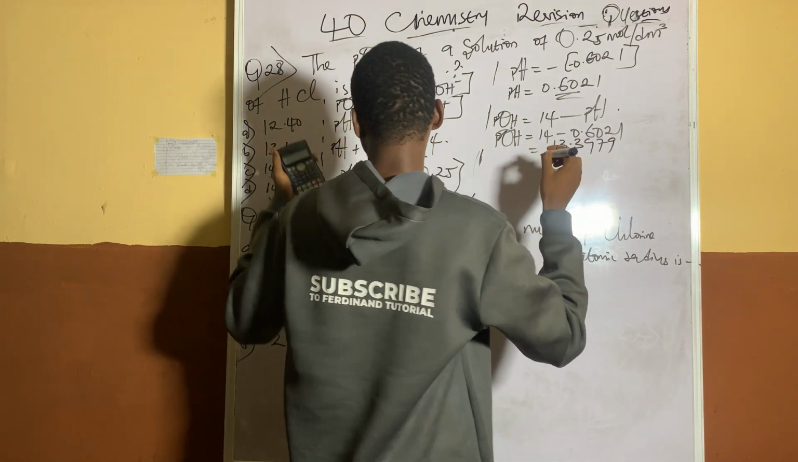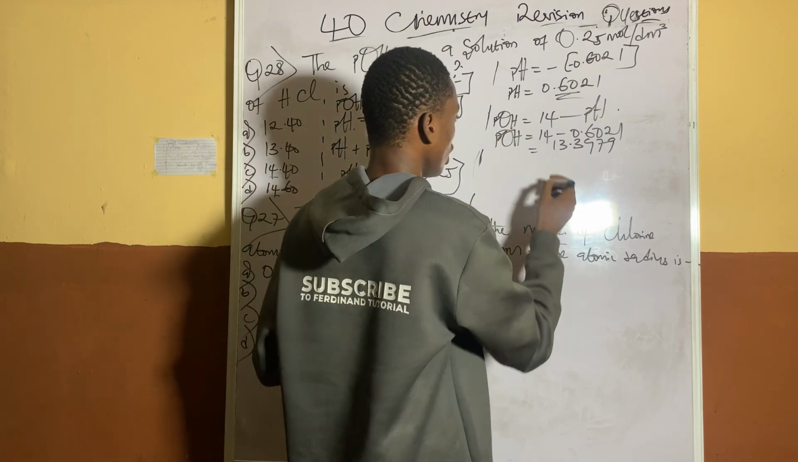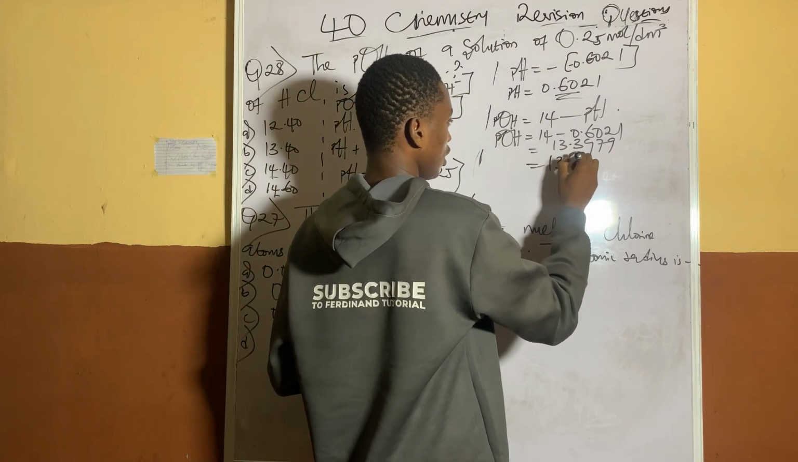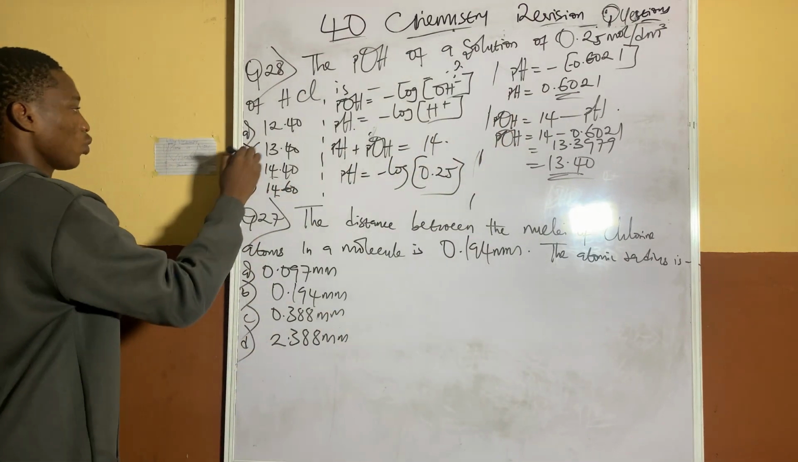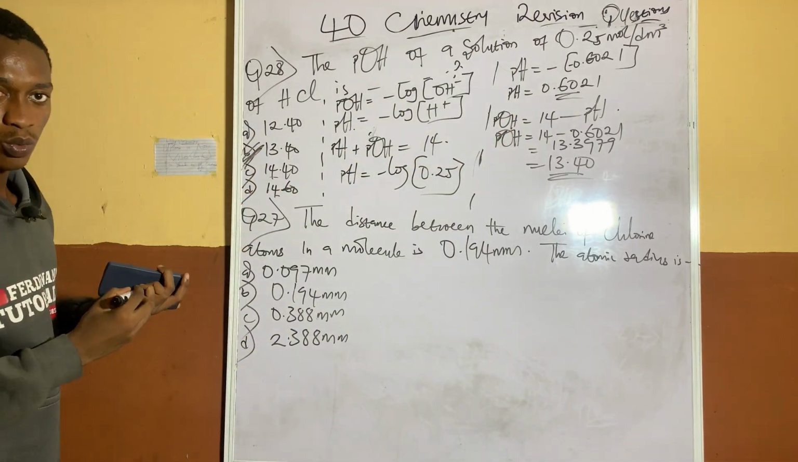13.3979. How many decimal places? We have 2 decimal places here. So this is the same thing as 13.40. So we'll come here. The answer is what? Number B. Are you getting what we are doing here?